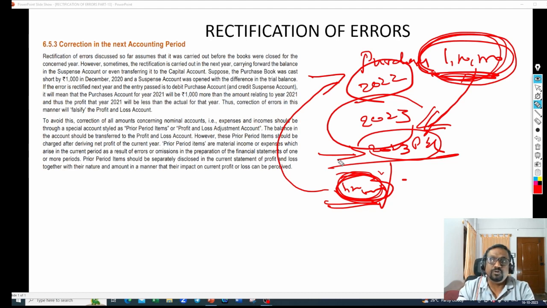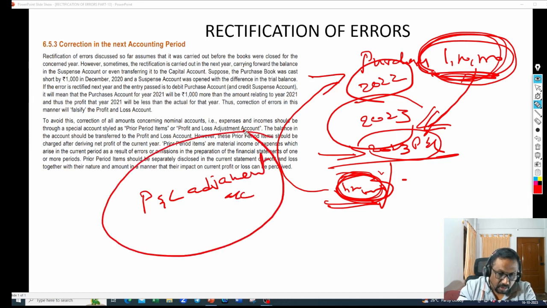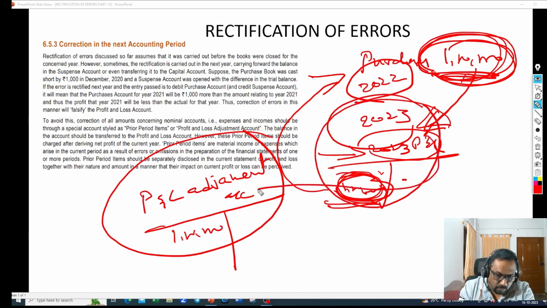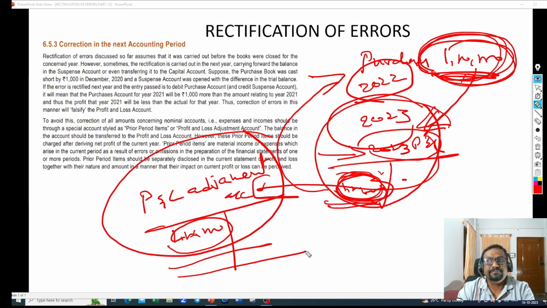What you are supposed to do is make the adjustments in the profit and loss adjustment account. You need to create a separate account called profit and loss adjustment account, and this 1 lakh has to be debited in this account. Whatever profit you received in 2023 will go to the profit and loss adjustment account. From there, this 1 lakh will be reduced and it will show the net profit.